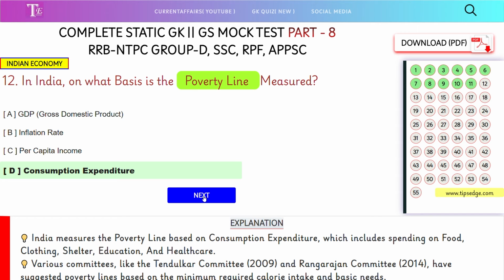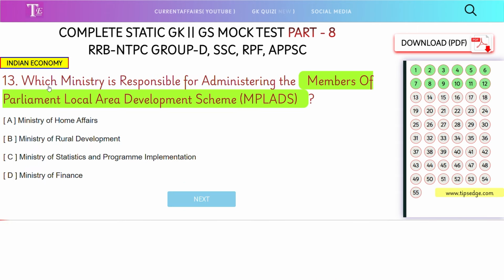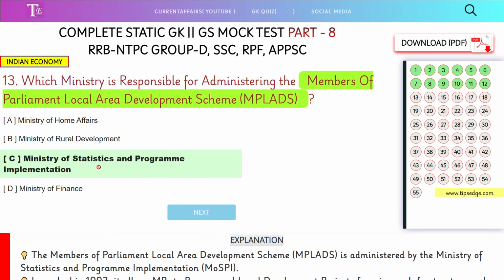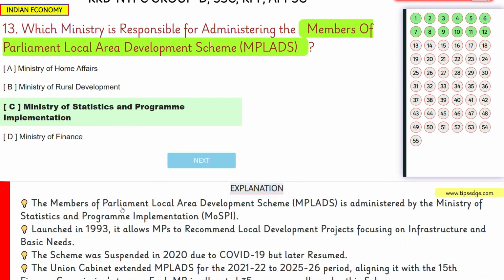Now moving to the 13th question. Which ministry is responsible for administrating the Members of Parliament Local Area Development Scheme, MPLADS? Answer: Ministry of Statistics and Program Implementation.